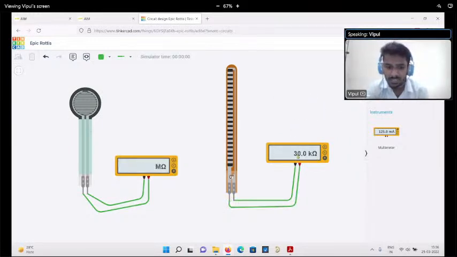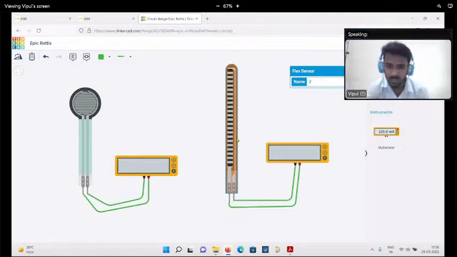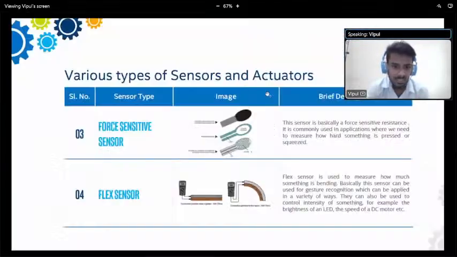So currently it is showing some 30 kilo ohms value. So if I click on this, and it is now tilted 70 degrees, now if I try to bend this, then the resistor value is changing. Okay, I'll show you how we're going to use this with our Arduino later on. Just make a note of which sensors we are learning, and we'll see how we are going to use them. So these are the flex sensors.